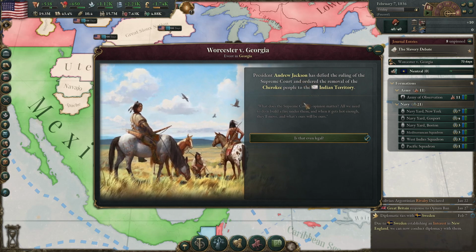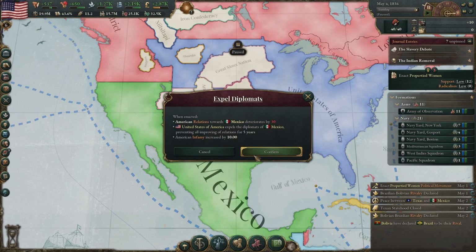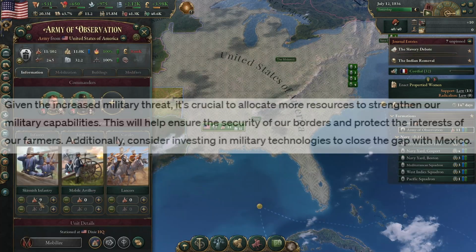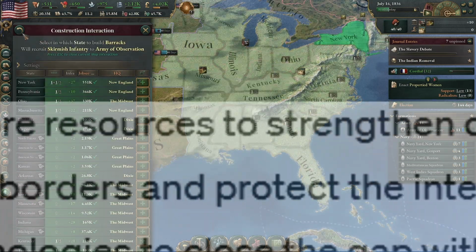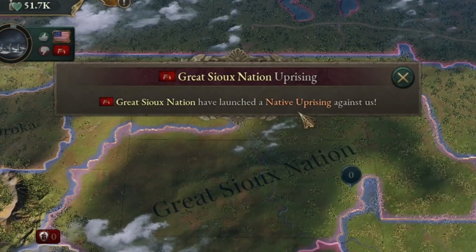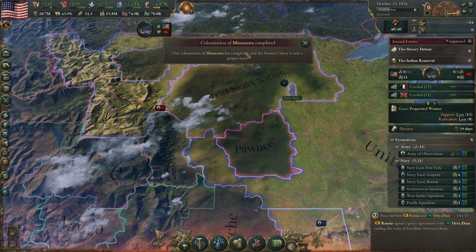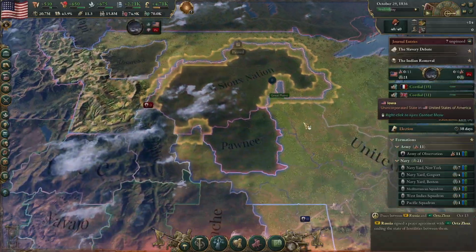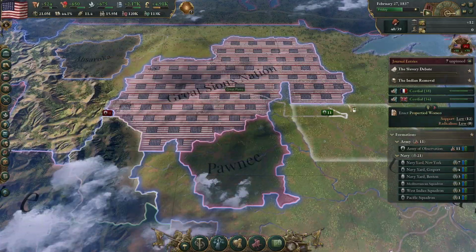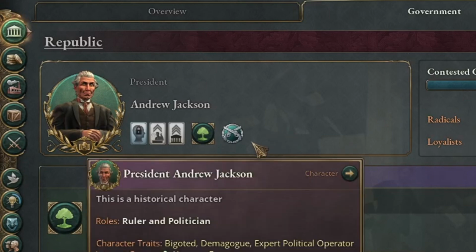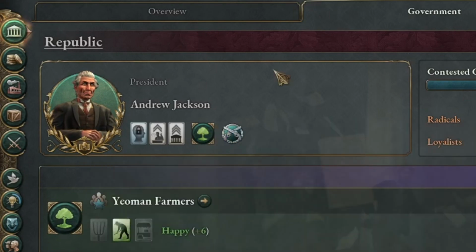Well, yeah, here we go. Indian removal. While President Jackson was off doing bad things, we denounced the Mexicans for their actions. At the same time, we were still in the process of increasing our military spending. Oh, Native uprising. Colonization of Minnesota. That is where I live. The natives had enough, but President Jackson acted swiftly and sent in the army. After this victory, Andrew Jackson was elected once again. This time though, he wasn't playing around.